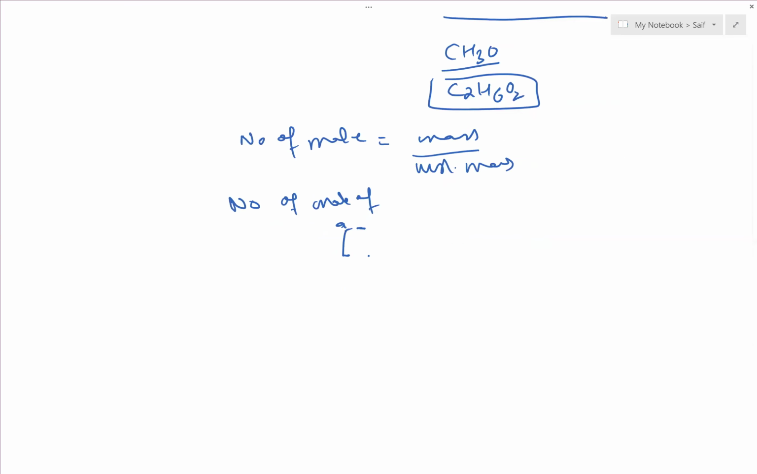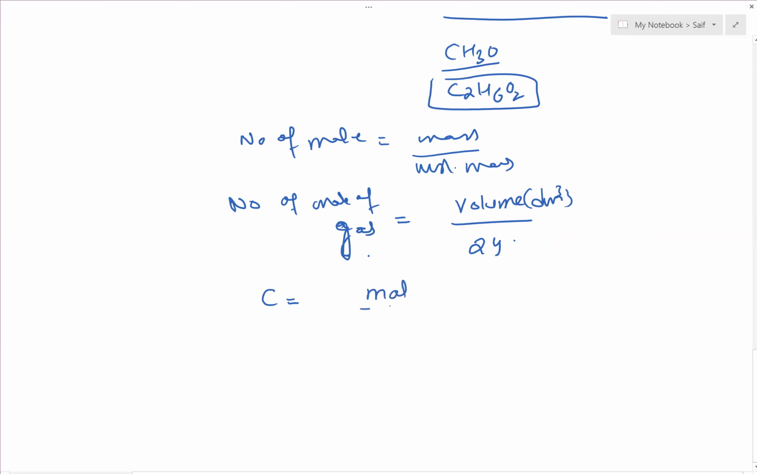I don't remember. Then you are going to use a formula of volume divided by 24, where volume is in decimeter cube. Volume is also in decimeter cube. Getting it? Then you can have one more formula, which is concentration is equal to number of moles divided by volume.